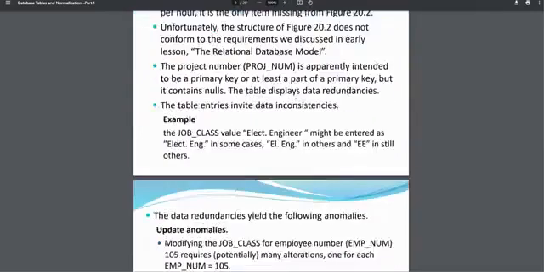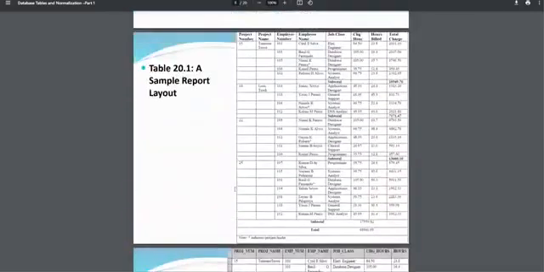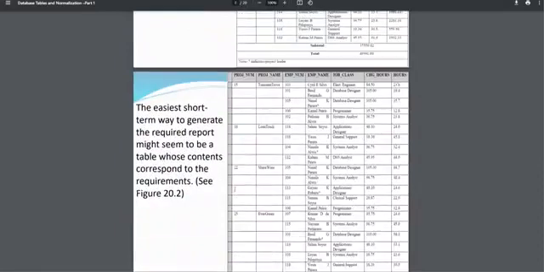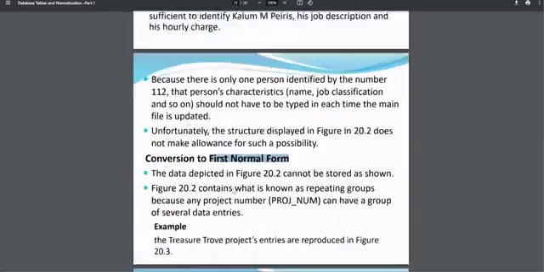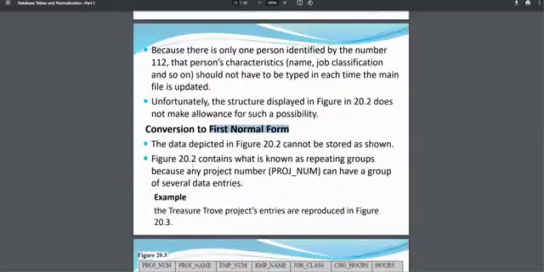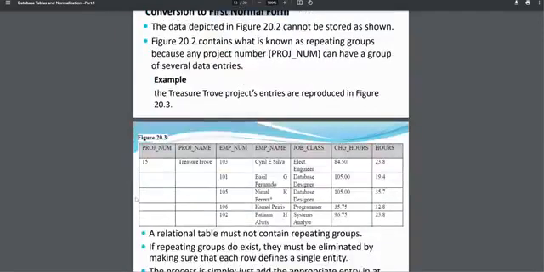Then again, we were discussing the data. 20.2 cannot store and show as shown, right? Then 20.2 contains what is known as repeating groups, because any project number can have a group of several data entries, right? So this kind of thing.